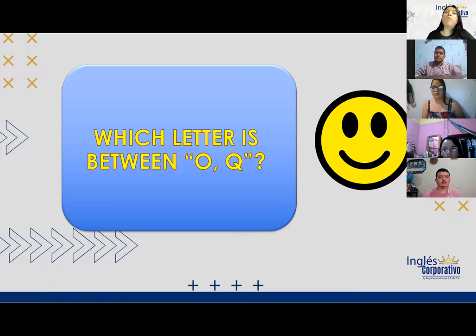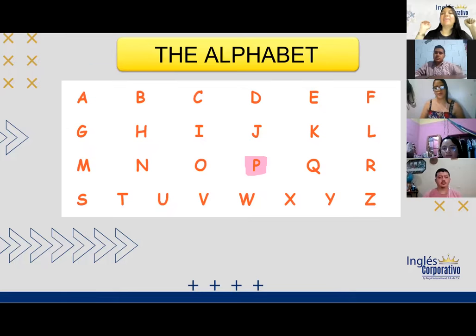Very good. Now, which letter is between O and Q? Letter P, teacher. Yes, letter P. And which letter is between N and P? Letter O. Yes. And which letter is between X and Z? Y. And which letter is next after J, K? L. Very good.